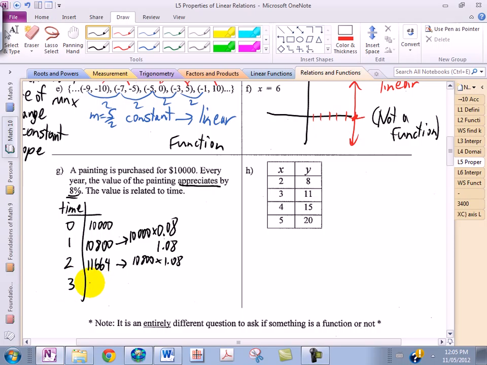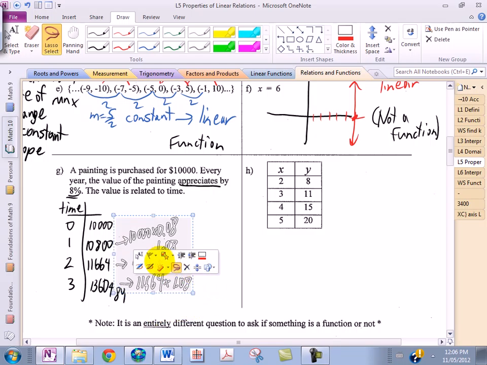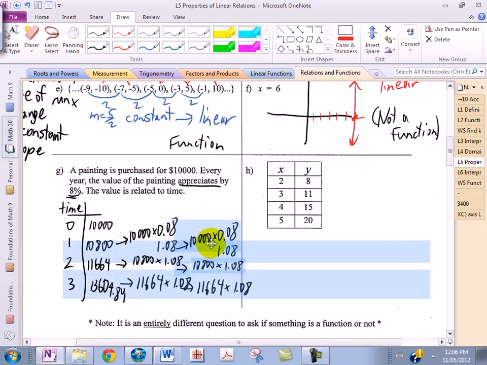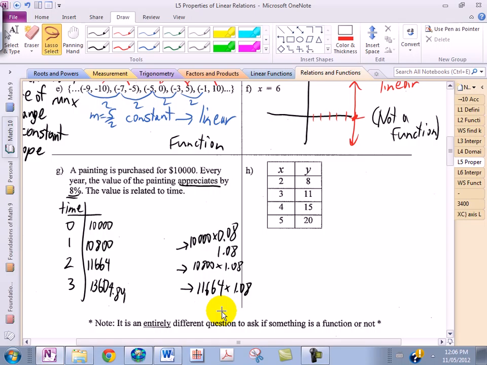Year 3 is going to be 11,664 times 1.08. What does that equal? That's a big number. 12,597. Okay, so let me just move that over now. So now we can figure out our rate of change. So this should be the value. I forgot to write that in there.